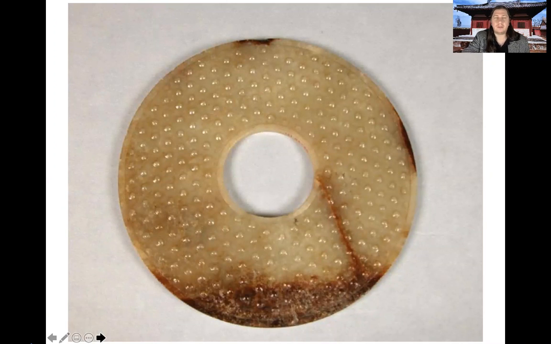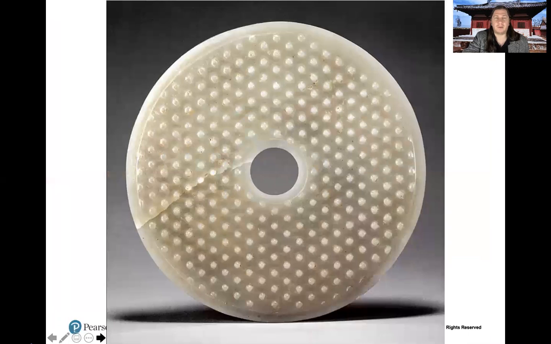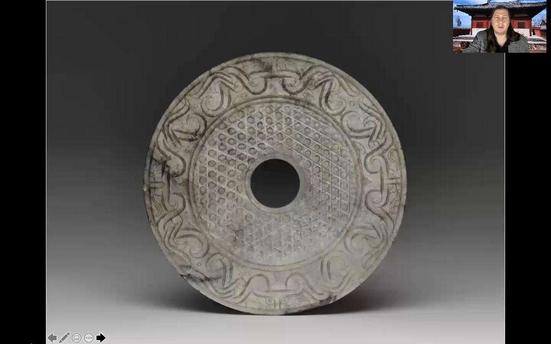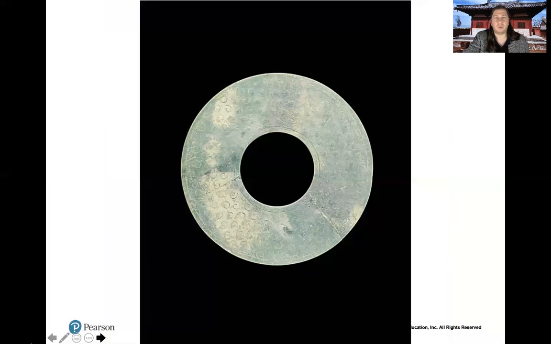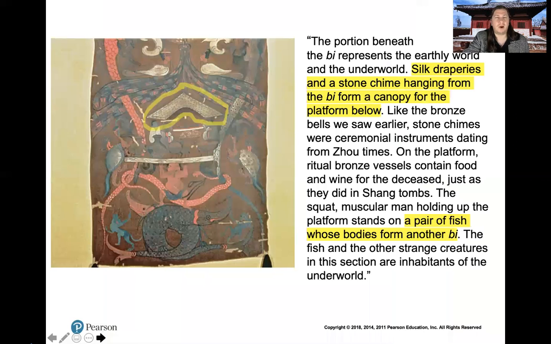And it seems like these were used for some kind of astronomical observations. They persist throughout the various Chinese dynasties, even though their actual purpose may have been lost. They become just kind of stylized elements.